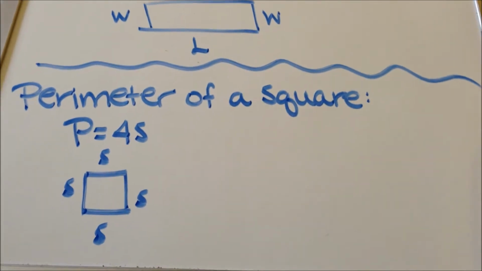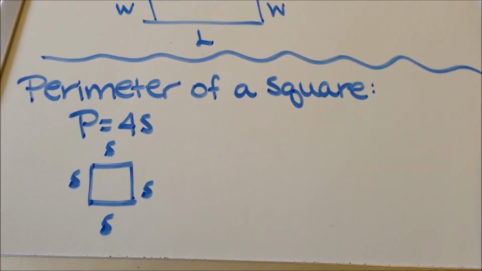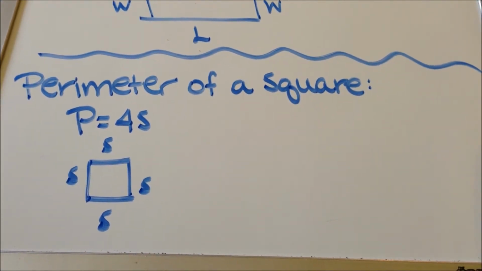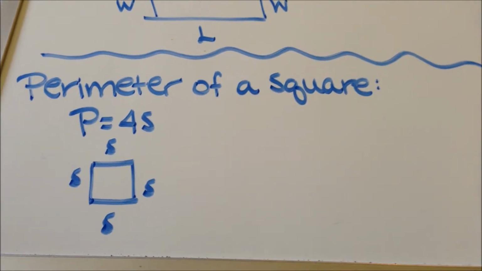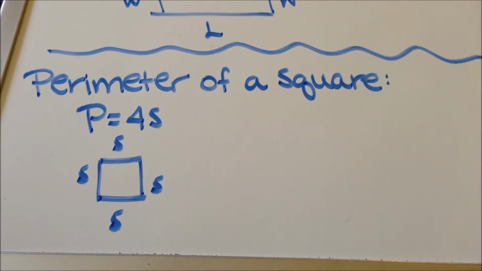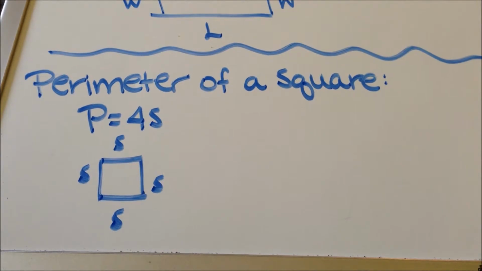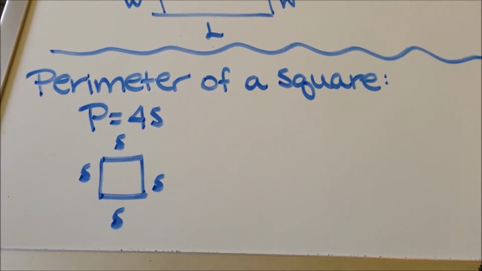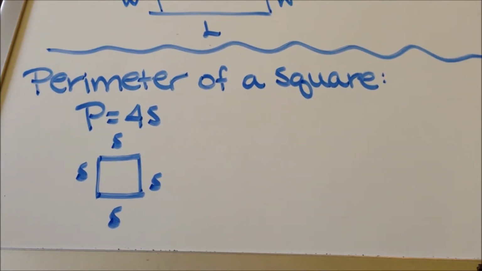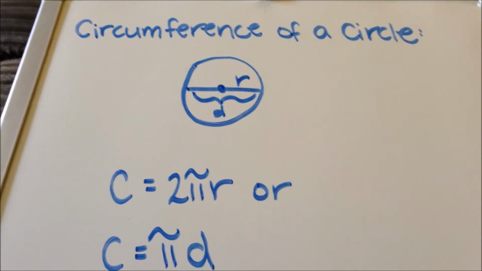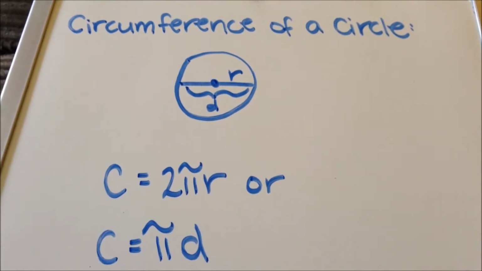And then we have the perimeter of a square. The formula is P equals 4 times s, or 4s. The sides of a square are all equal to one another, so it's technically s plus s plus s plus s, or 4s.